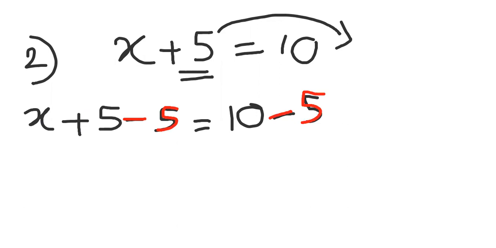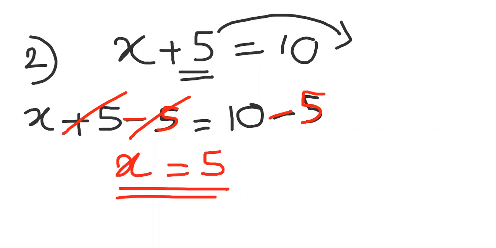Equations means, students, you have to do the same thing to both sides. You can't make a change to only one side. Can you understand? So you have to subtract. Now plus 5 and minus 5 get cancelled because you know that plus 5 minus 5 is 0. So x gets isolated and the value of x is 5.